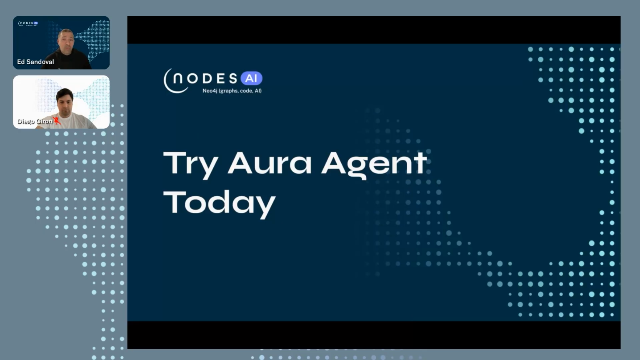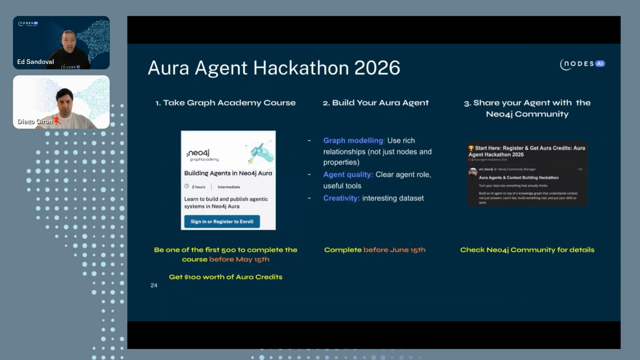And if you want to do it, we have a cool way for you to get hands-on. Over the next 8 weeks, we'll be running the Aura Agent Hackathon. Taking part is very simple. All you need to do is complete the Aura Agent Graph Academy course before May 15. So you have 4 weeks for that. The first 500 participants get $100 worth of credits in Aura.